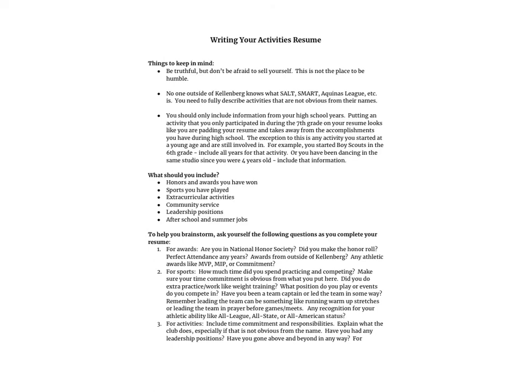To help you brainstorm, definitely go through the questions. I'm not going to go through everything with you because you do have the sheet, but for example, for awards, are you in National Honor Society? Did you make the honor roll? Did you have perfect attendance any years? Awards from outside of Kellenberg, any athletic awards like MVP, MIP, commitment.